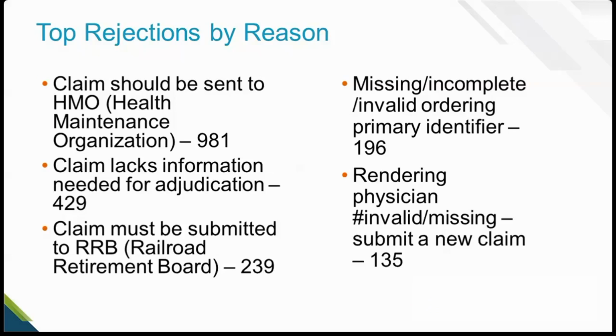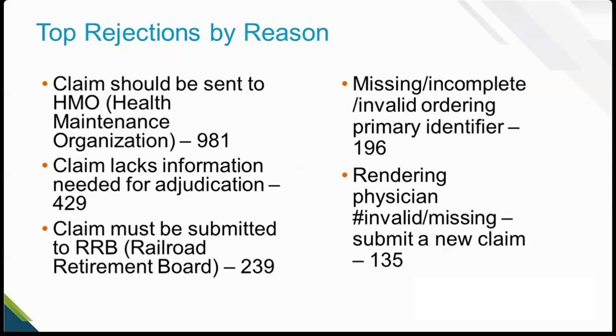Remember those reason descriptions I talked to you about that are sometimes a little cryptic or may have outdated information. These are actually the reasons from those descriptions that I talked about earlier, those reason and remark codes. So 981 rejections because the claim should be sent to the HMO. So that means nearly 1,000 claims came to WPS-GHA when the claim should have been submitted to the HMO, which is Medicare Advantage or Medicare Part C. In this case, the claim would need to be sent over to the plan, not back to WPS-GHA.